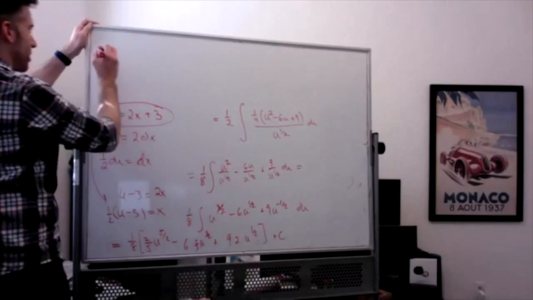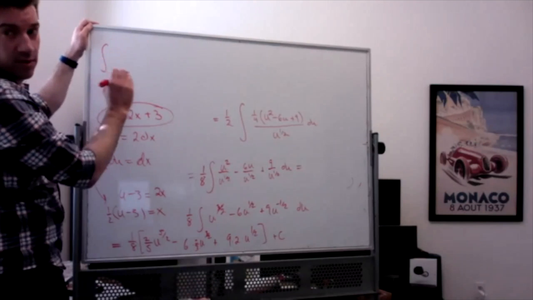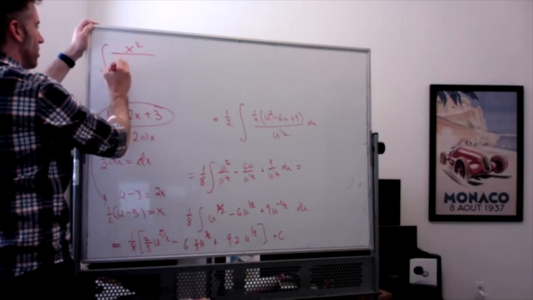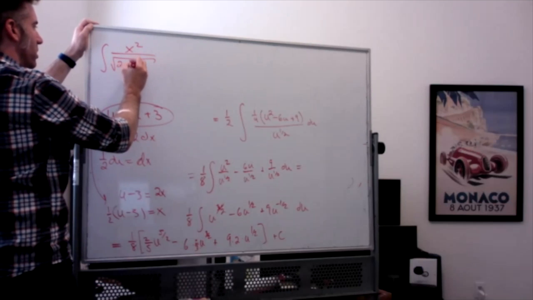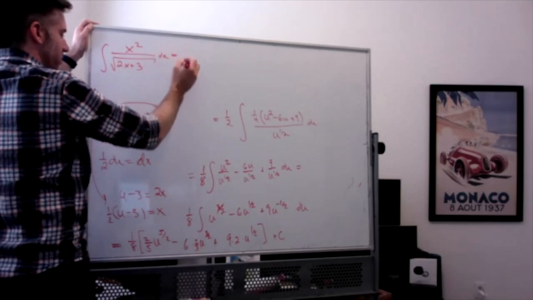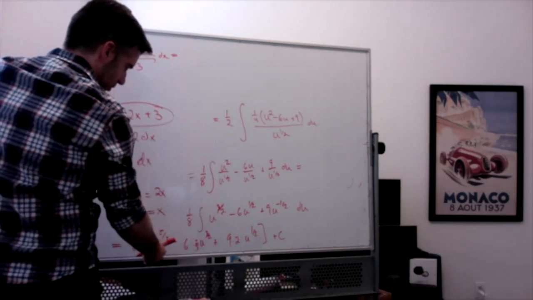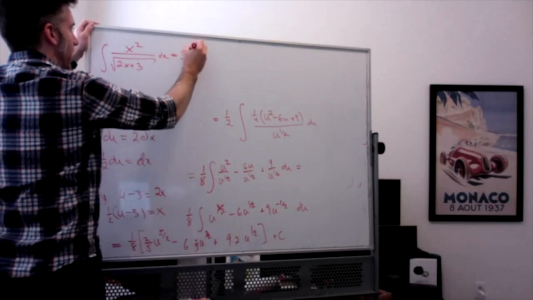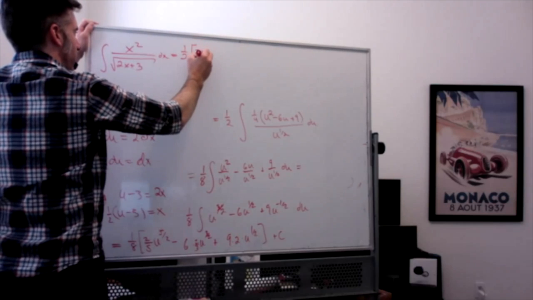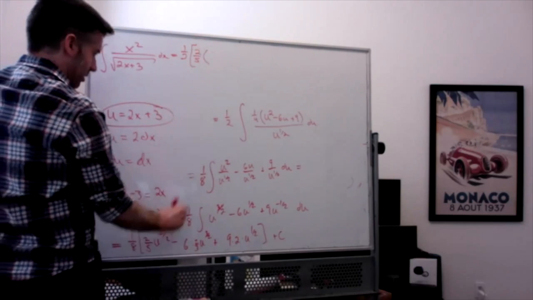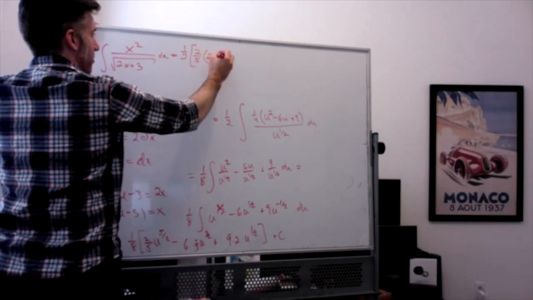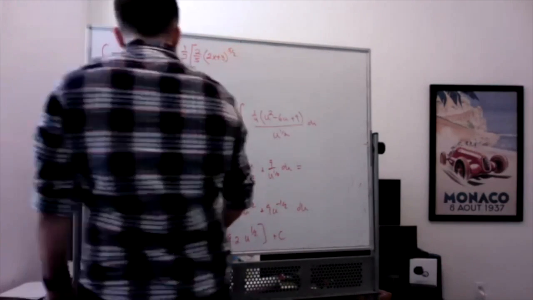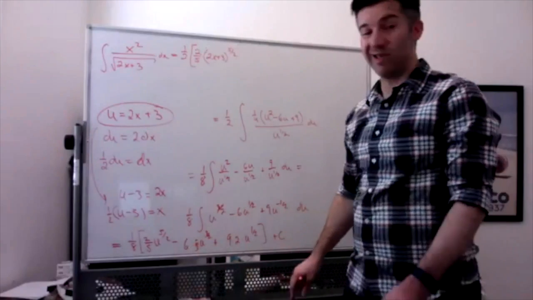So we'll say that the integral of x squared divided by the square root of 2x plus 3 dx is equal to, so it's all this, but plugging back in that u is equal to 2x plus 3. So it's going to be 1/8 times 2/5 times 2x plus 3 to the 5/2. And then 6 times 2/3 is going to be 9.